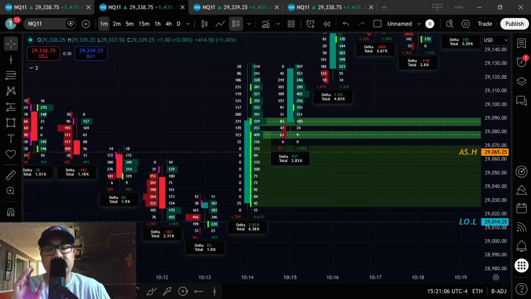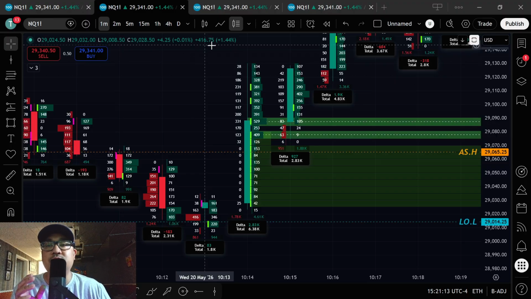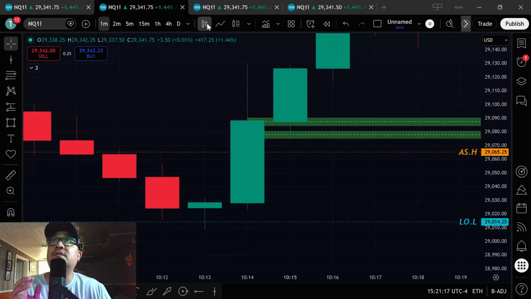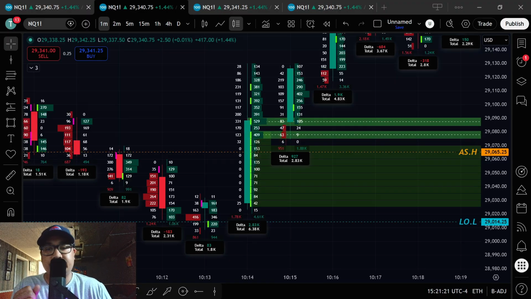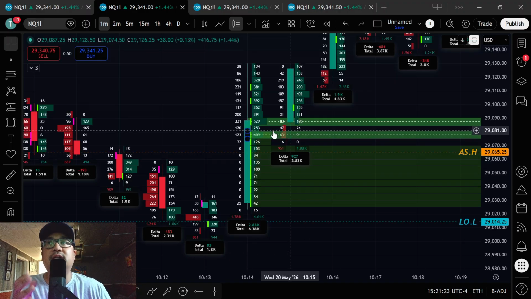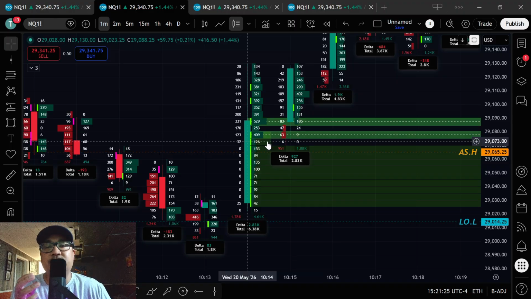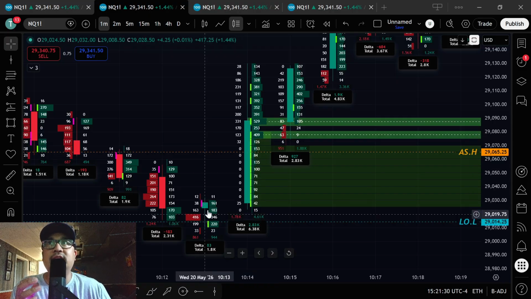So let's go. This is TradingView, and these are my footprint charts, as you can see here. It's a chart type that you can use on TradingView. You could use it by switching here to candlesticks, or you can use it by switching over here to footprint charts.